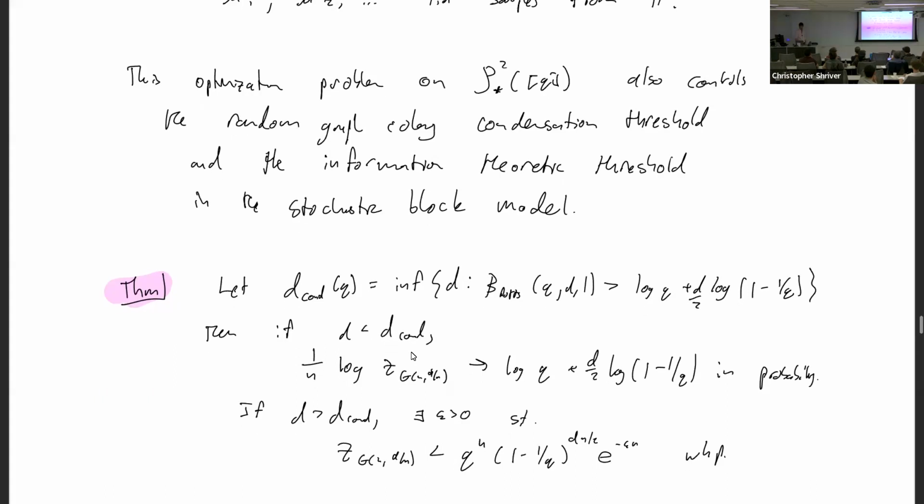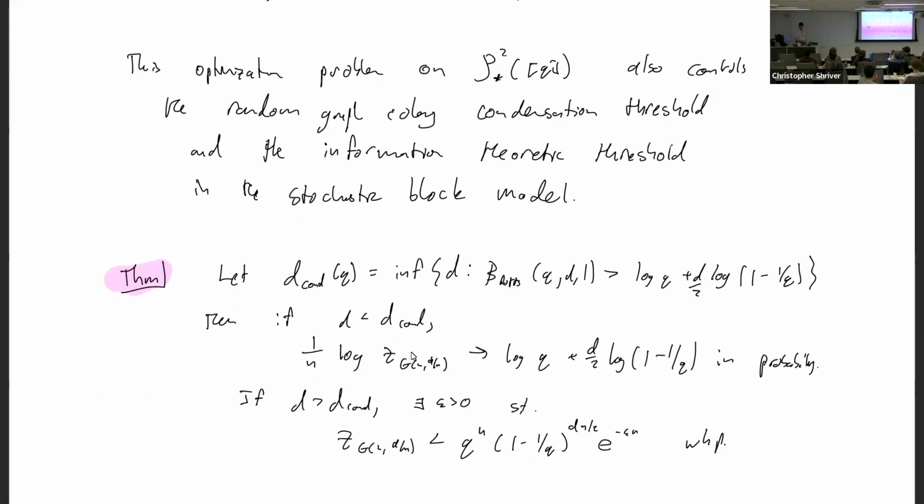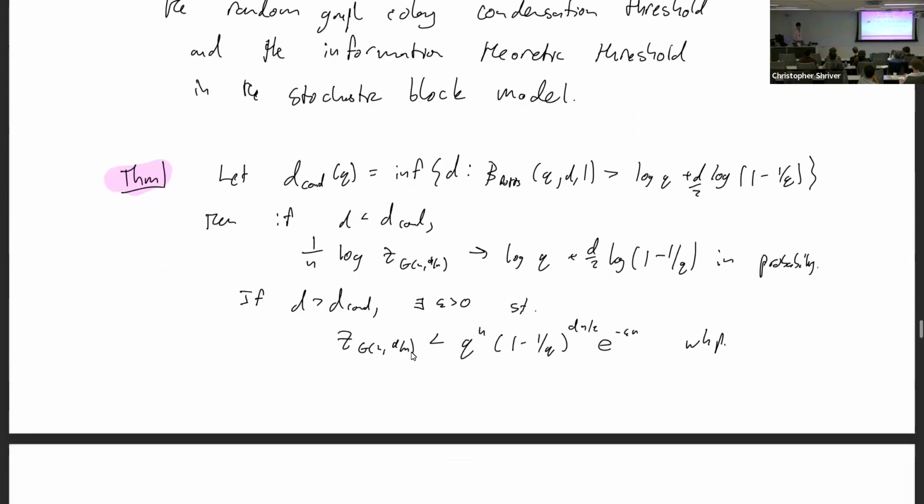Okay, and the point is that this same optimization problem is going to characterize both the random graph coloring condensation threshold and the information theoretic threshold. So here's the theorem for the random graph coloring. The condensation threshold is given by the smallest d so that when you solve this problem, you get something bigger than the annealed free energy.